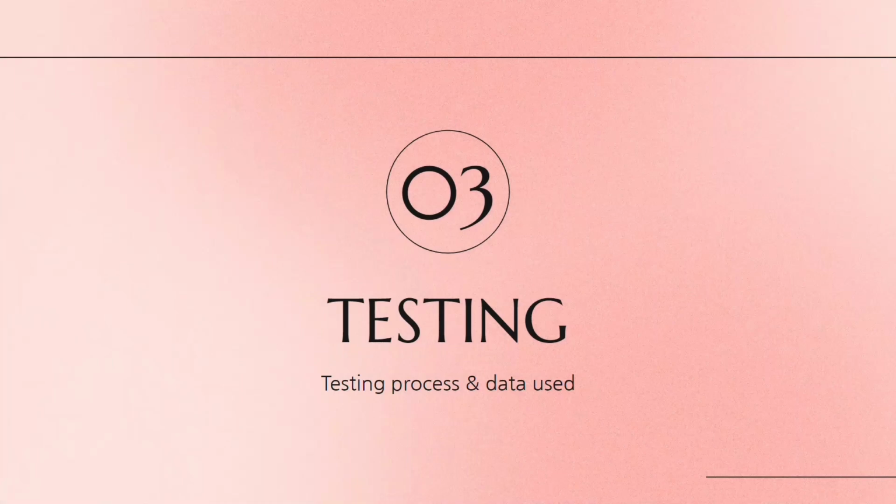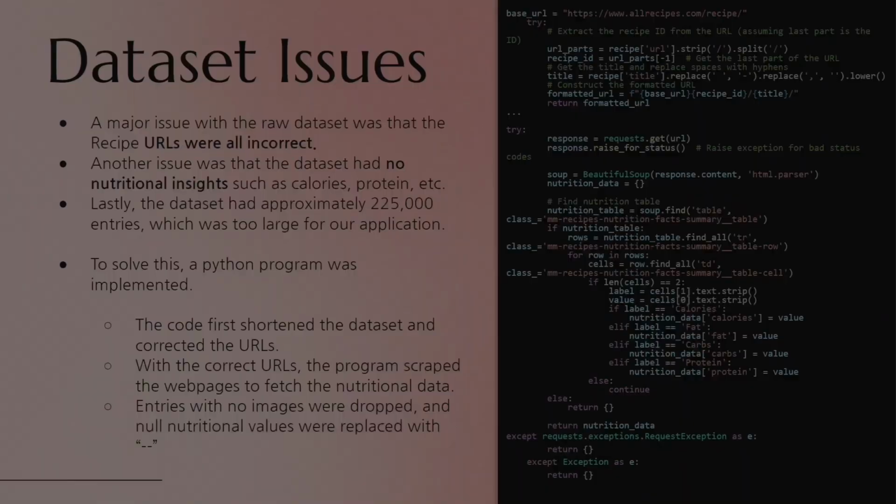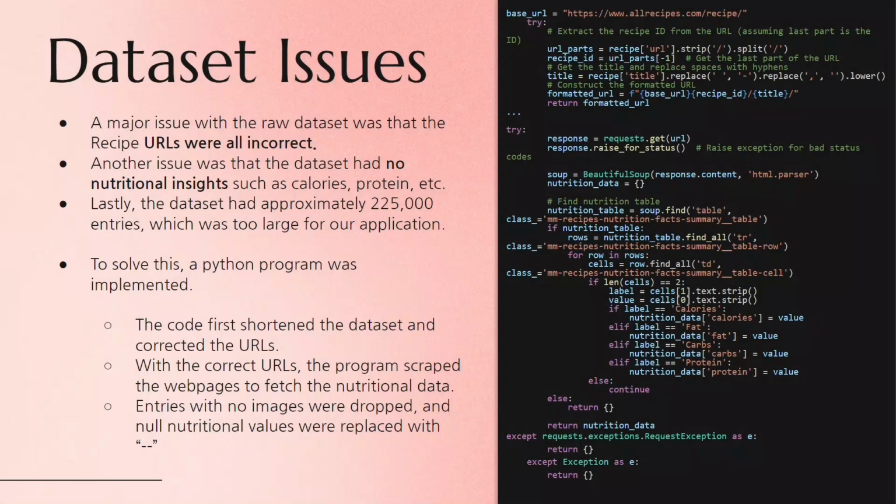Now we will discuss testing, the testing process, and data used. First and foremost, the thing we had to start with was obviously our data set. A major issue with the raw data set that we decided upon was that all the recipe URLs were incorrect. So when you navigated to the URL, it would just give you a blank page or 404 not found.